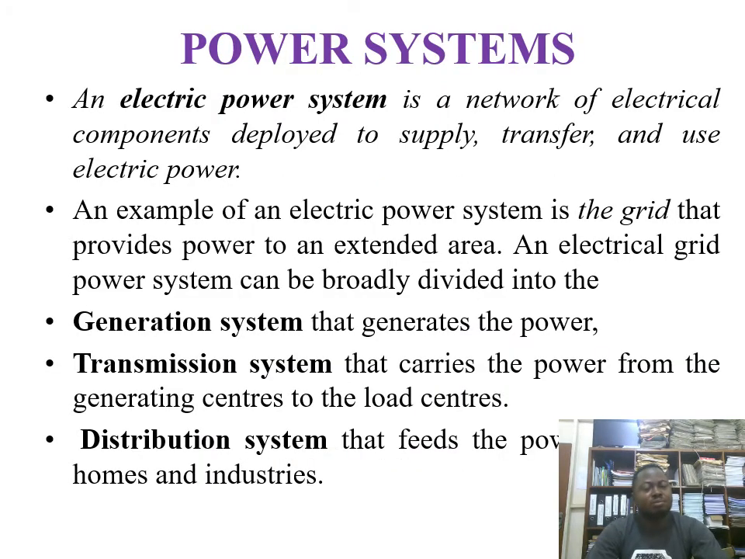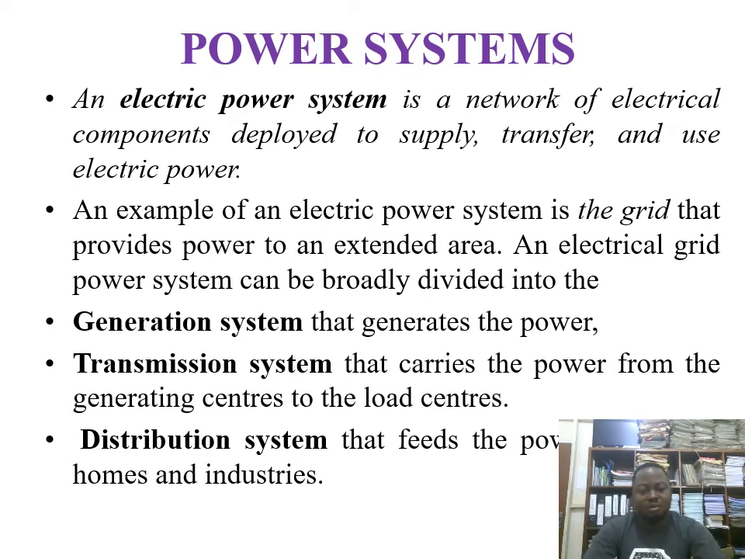An electric power system is a connection of electrical components deployed to supply, transfer, and use electric power. In other words, the electric power system can be explained as a branch of electrical and electronic engineering that is responsible for generation, transmission, and distribution of electric power. An example of an electric power system is the grid, and the grid provides power to an extended area. It is by the help of the grid that power is transmitted to all sectors of the nation.